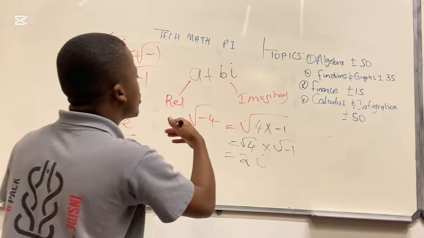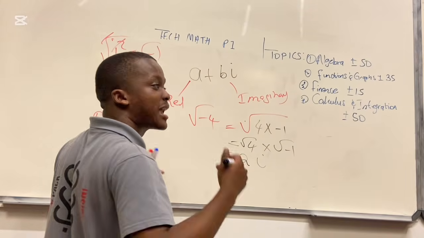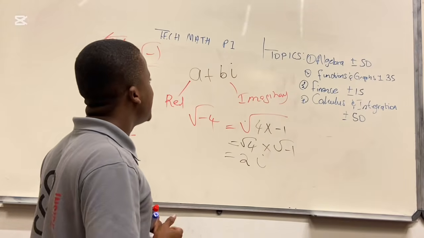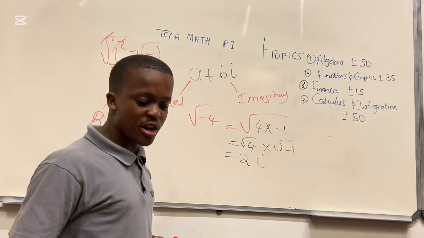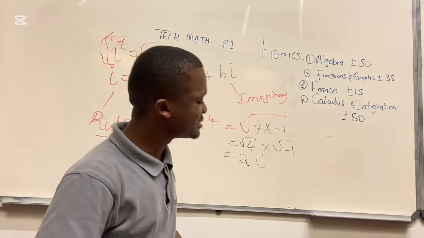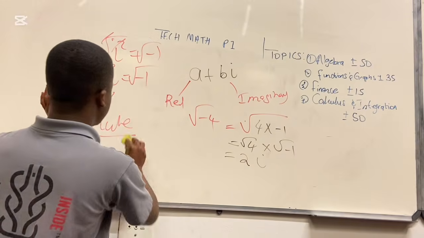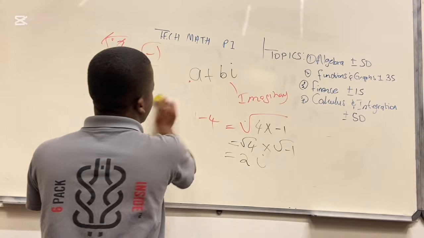We just want to say that a square root of a negative can now be expressed using i, the imaginary part, together with your a, the real part. Now, people of God, this is very, very easy.